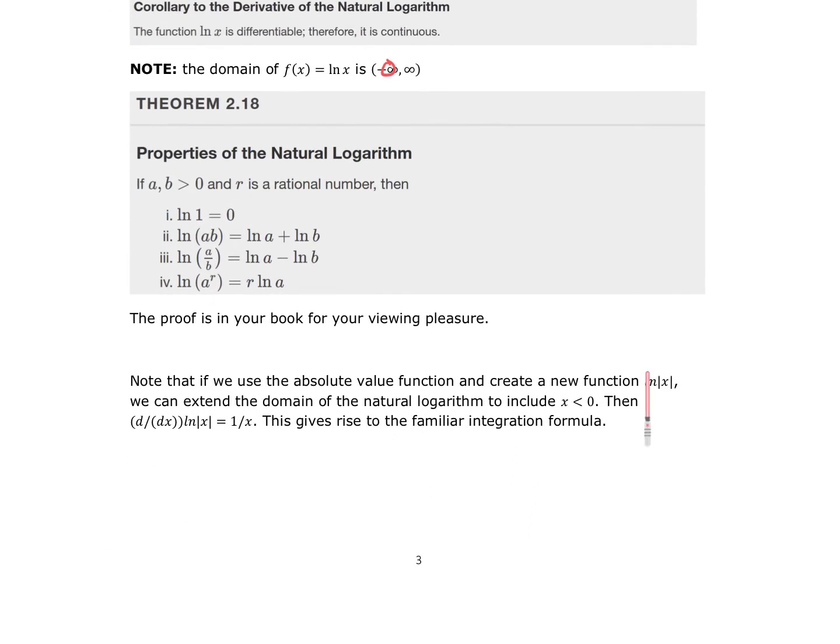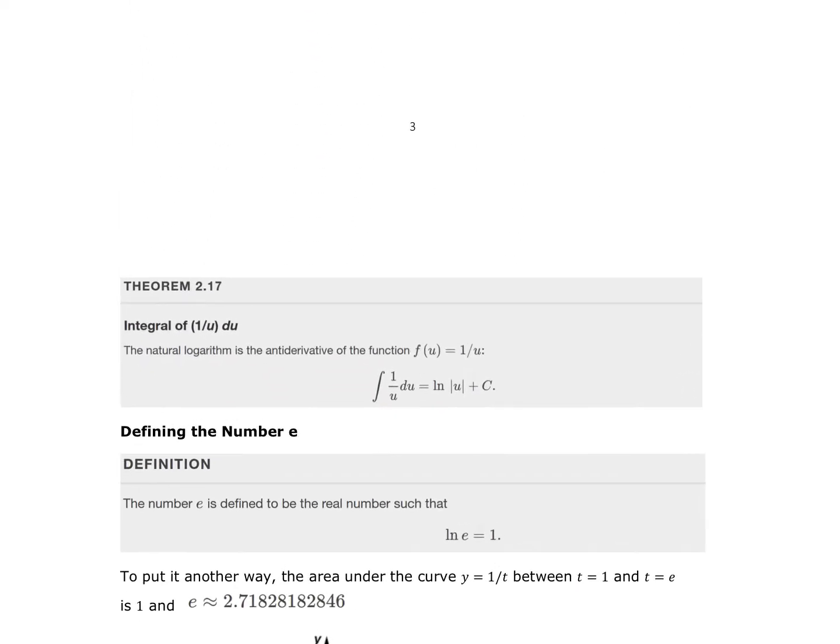If we then say, hey, let's take the natural log of the absolute value of x, then we actually get to extend our domain, provided, of course, that x still cannot equal 0, but it allows us to include x being a negative number. Then the derivative with respect to x of the natural log of the absolute value of x is still 1 over x.